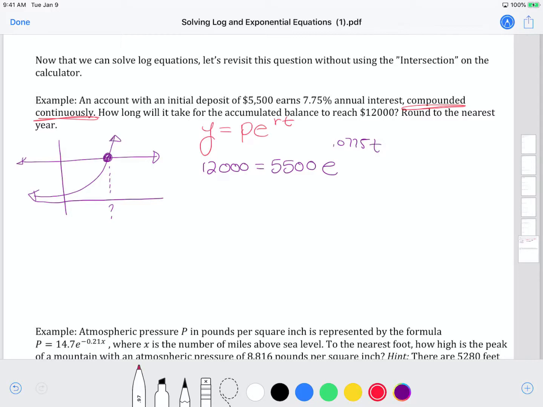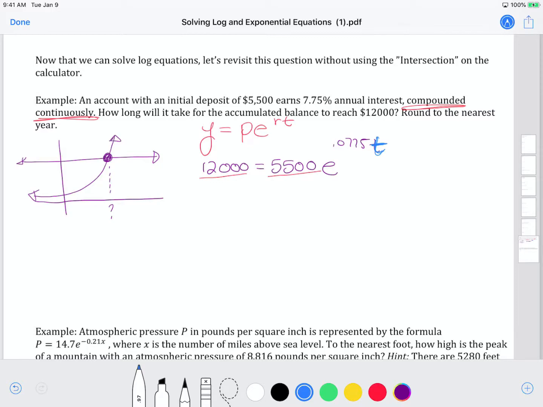So when I set up my equation, I put in my rate as a decimal. Here's my P, my principal, what we're starting with. This is our accumulated balance, what we want to end up with, that's the 12,000. And what we're trying to solve for is this t.